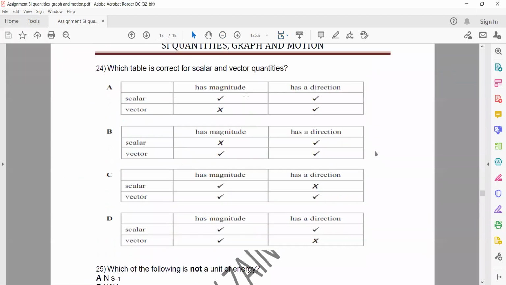In question 24, which table is correct for scalar and vector quantities? Scalar quantities have magnitude but no direction, whereas vector quantities have magnitude as well as direction. So scalar has magnitude, vector has magnitude, that's right. And scalar does not have direction and vector has a direction. So option C is the right answer.